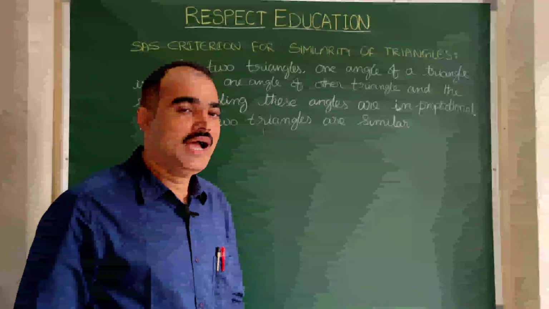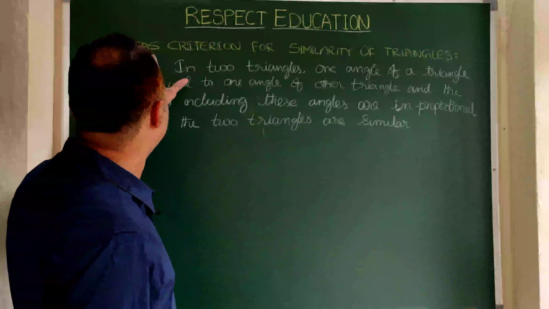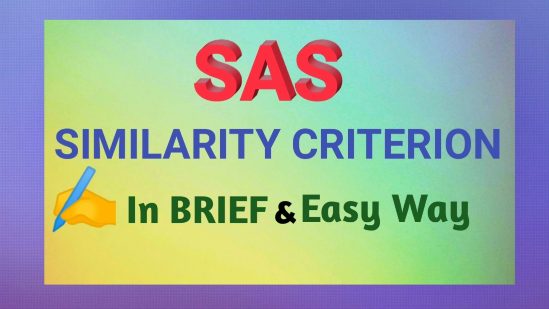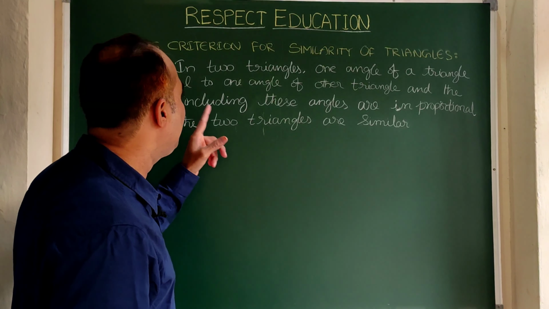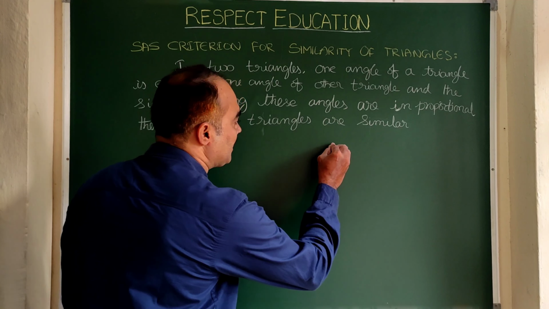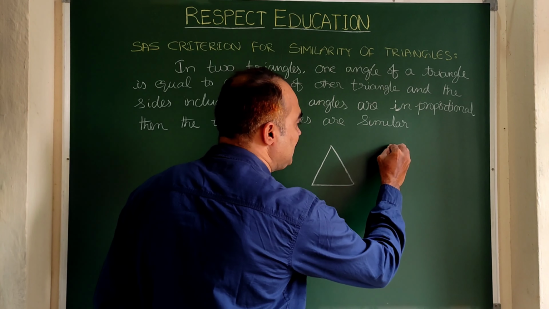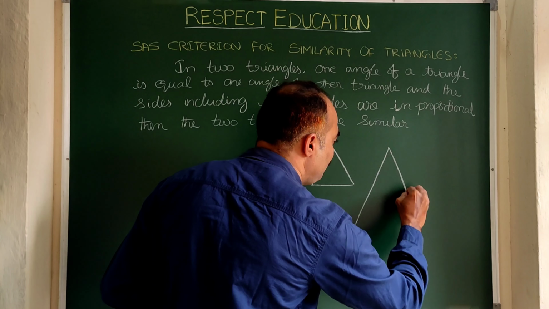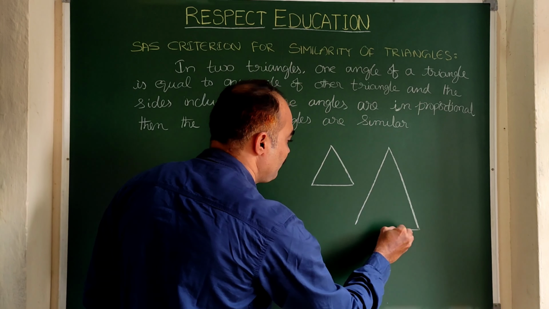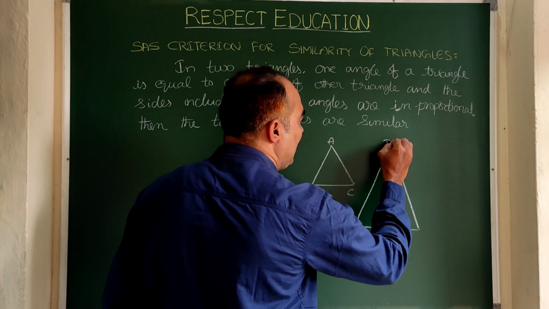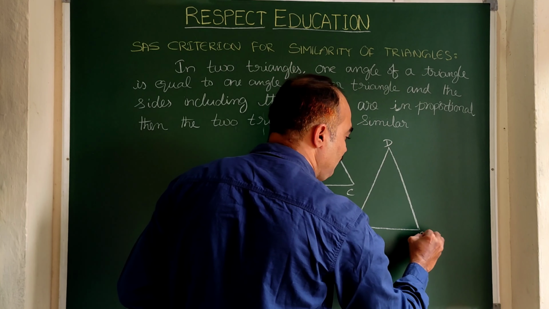Now let us see a glance of SAS criterion for similarity of triangles. So here let us consider two triangles. Label them as ABC and DEF. This is triangle ABC and this is triangle DEF.